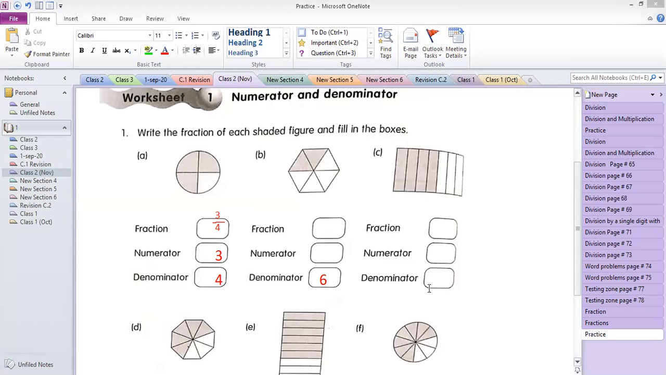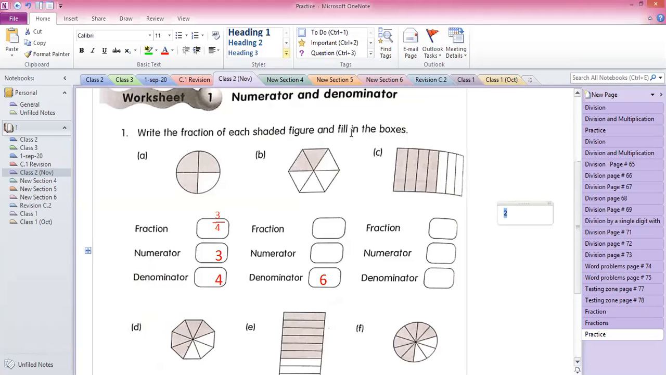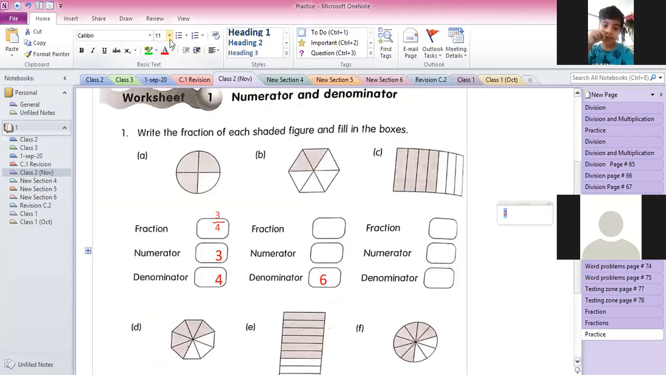All right, guys. So there are 2 parts shaded out of 6. So there are total 6 parts, and out of 6 parts 2 parts are shaded. That means the numerator is 2. The numerator is 2.